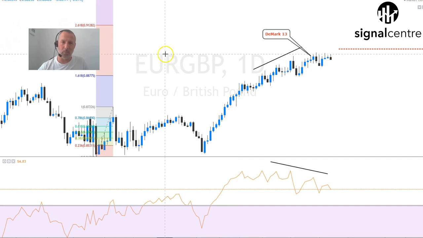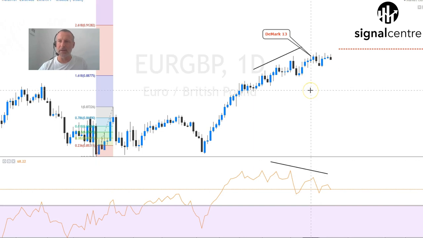We've got a 261.8% extension level located up here at 91.28. But the more important factor, I think, is what's happening here. We've got some bearish divergence. So again, the chart makes higher highs, while the oscillator, in this case the RSI, Relative Strength Index, has made lower highs. That's often an indication that the trend is coming to an end.